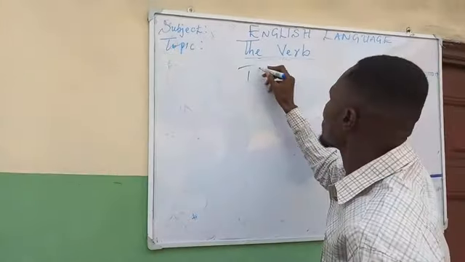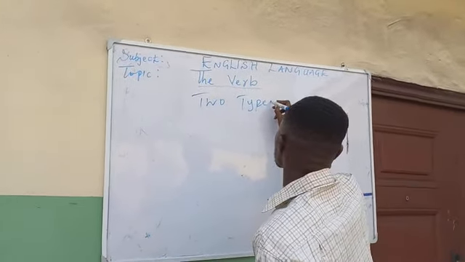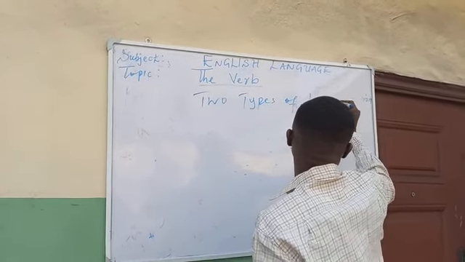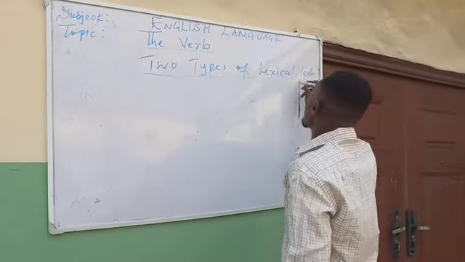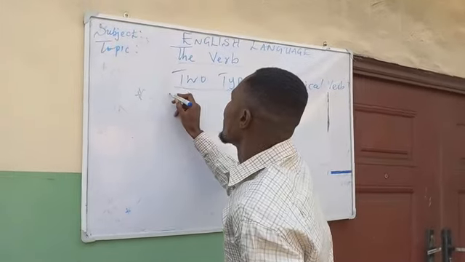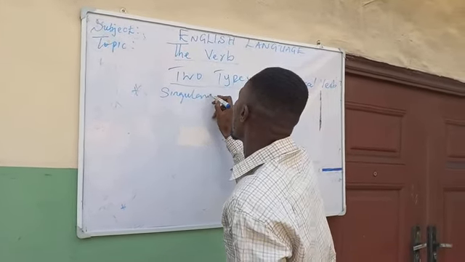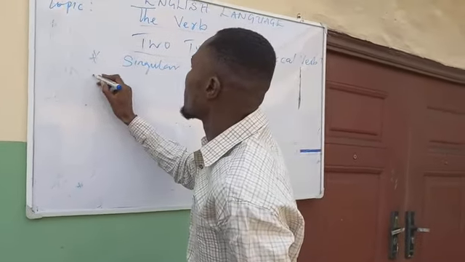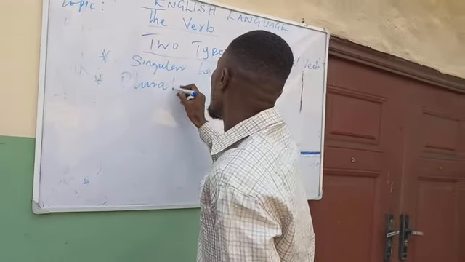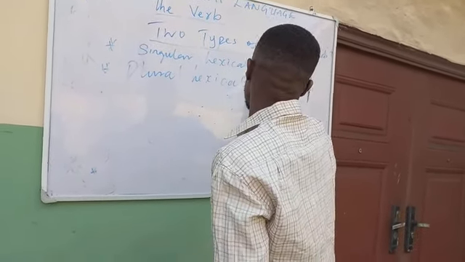Okay, let's get the board now. So the two types of lexical verb. The first is called the singular lexical verb. And the second is called the plural lexical verb. I'm going to explain these so you know.